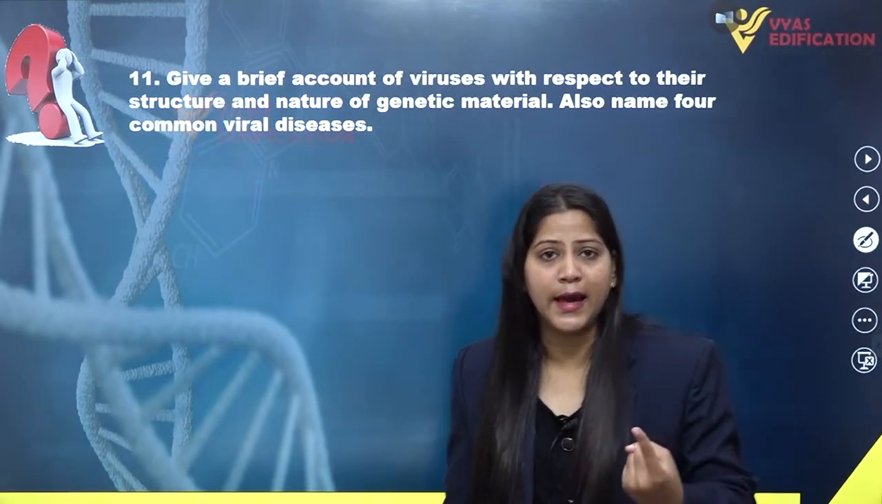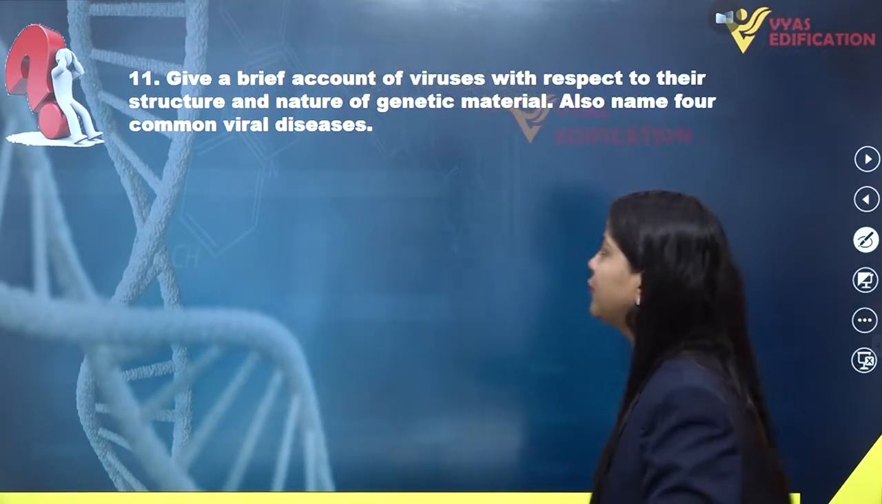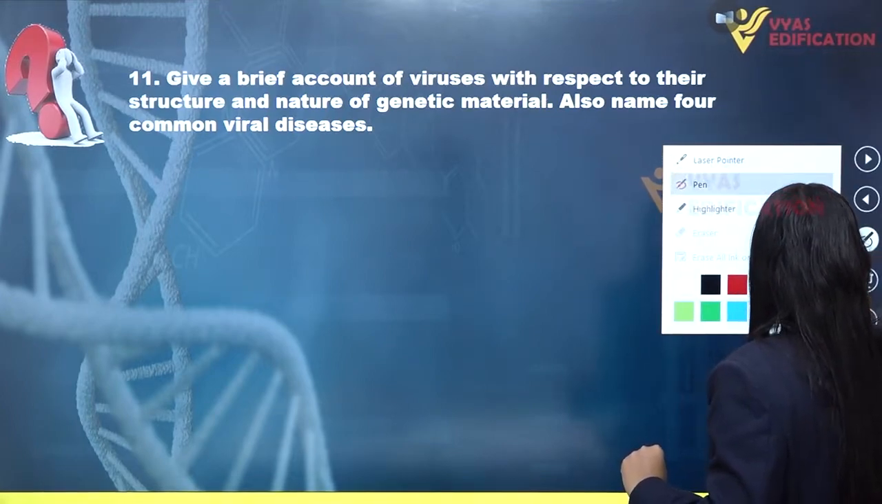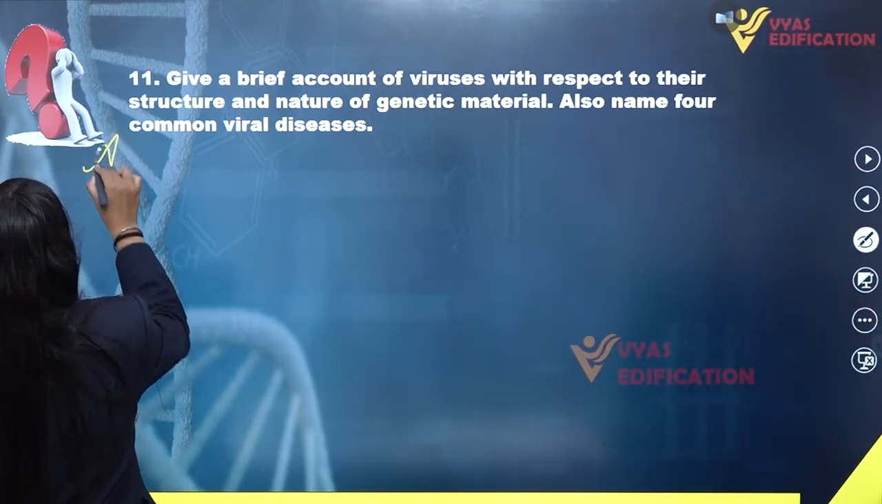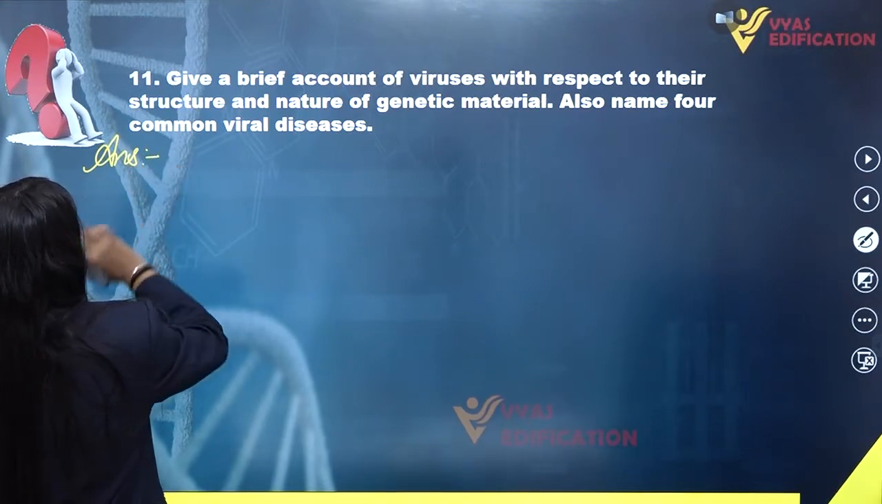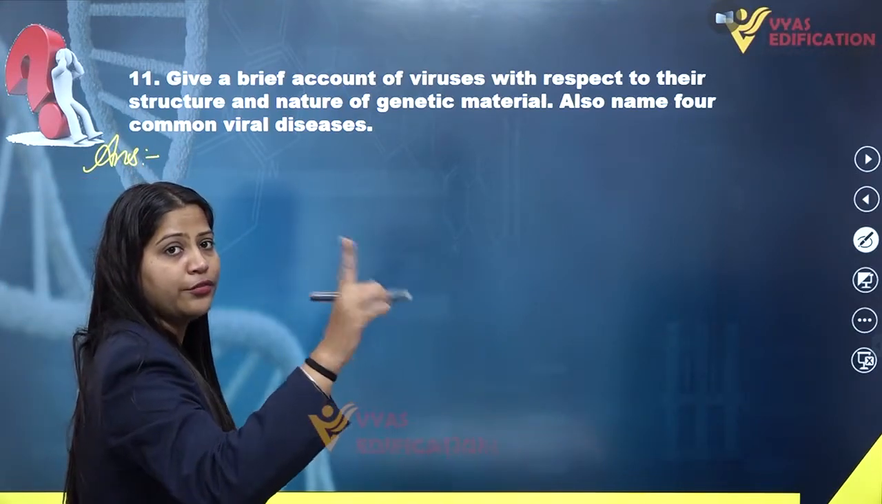The 4 common viral diseases are AIDS, smallpox, mumps and influenza. All these are common diseases which can be caused by viruses. So the answer to this question goes like this. First we are going to talk about the structure of viruses.